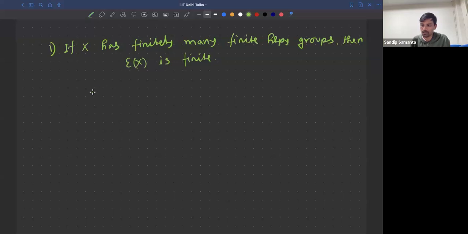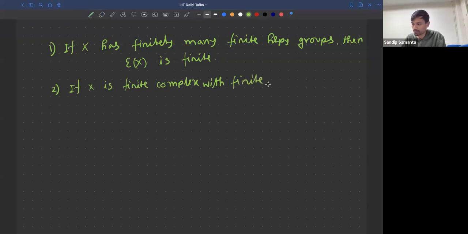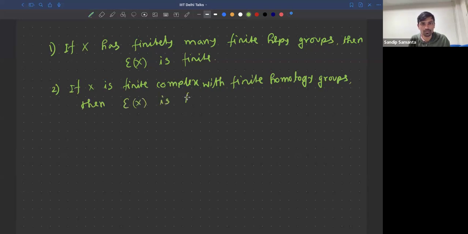Or even if X is a finite complex with finite homology groups, then also epsilon X is finite.